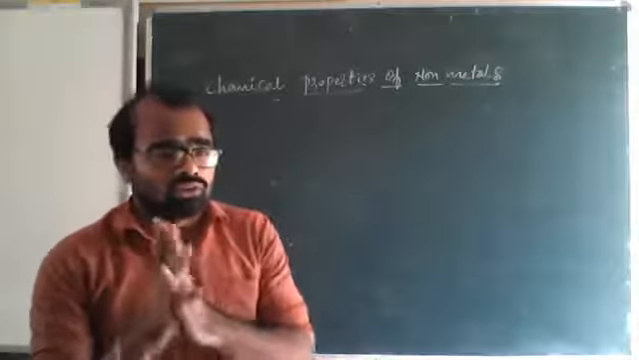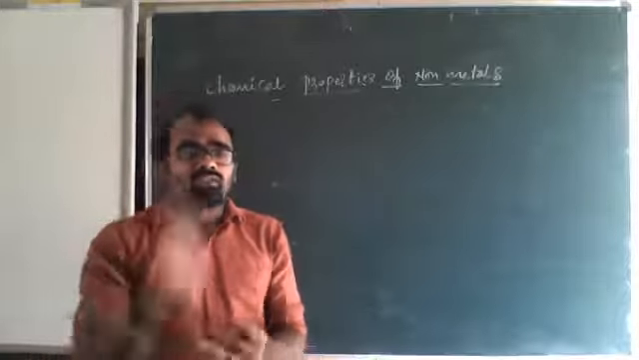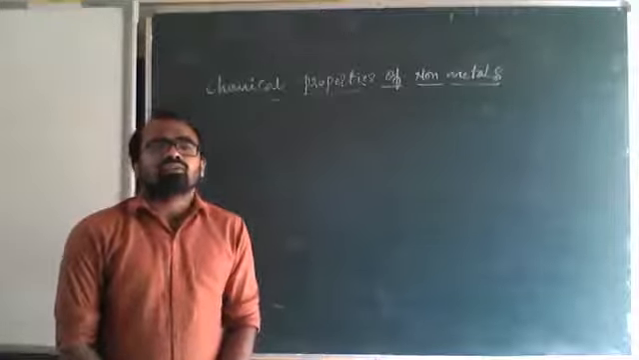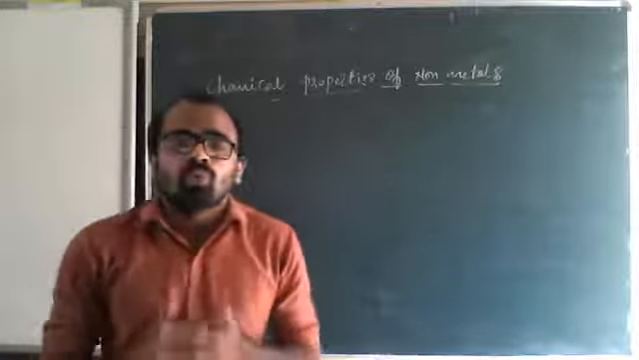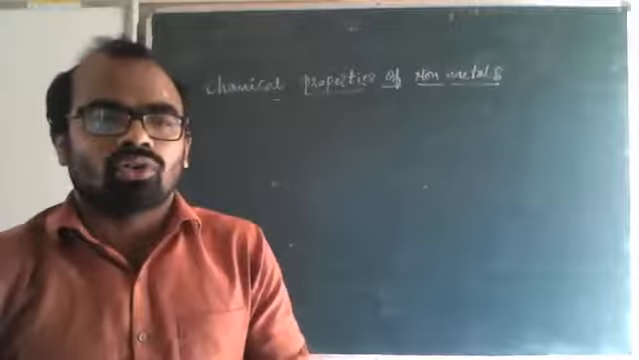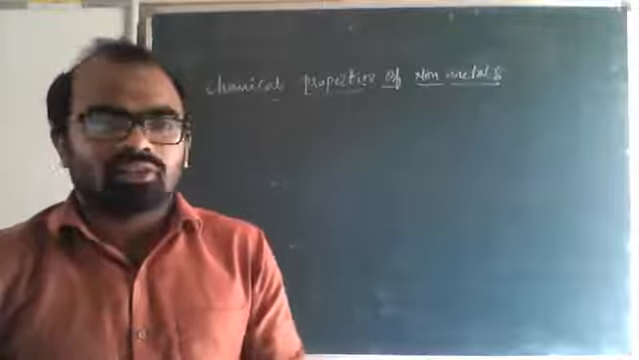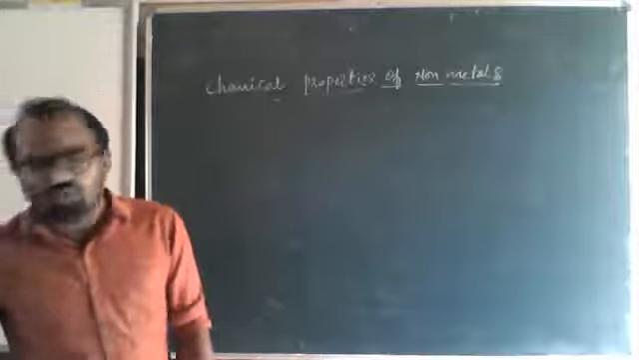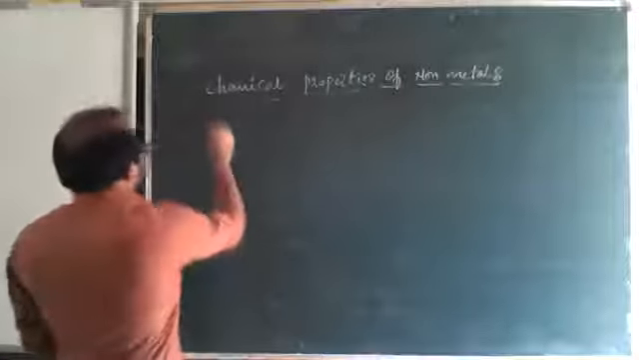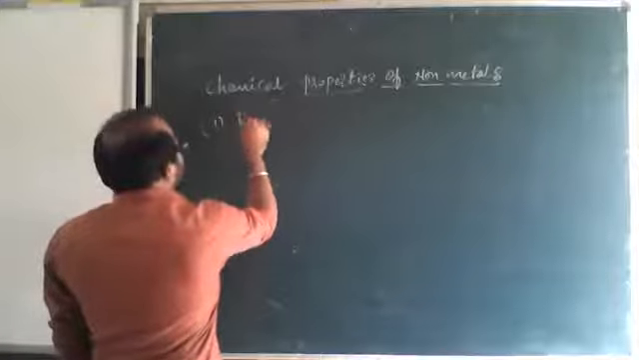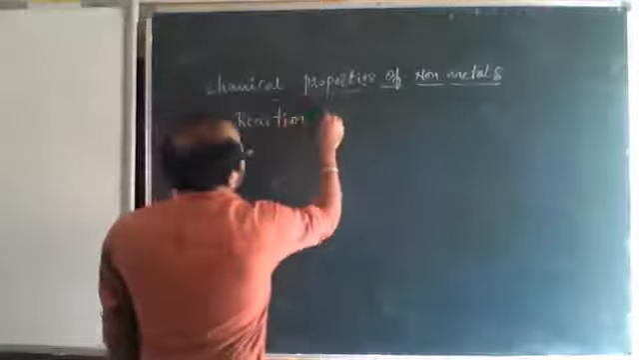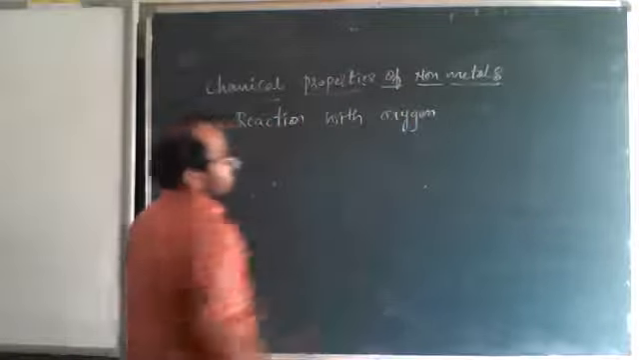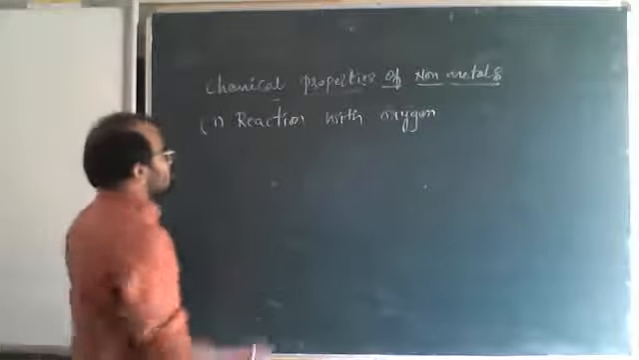So let us know one by one the chemical properties of non-metals. You have known non-metals now: sulfur, carbon, phosphorus. These are the non-metals. So we'll learn it one by one. What are the chemical properties of non-metals? So first one we'll learn, that is with oxygen. That means how they react with oxygen. First one is reaction with oxygen. So what happens?